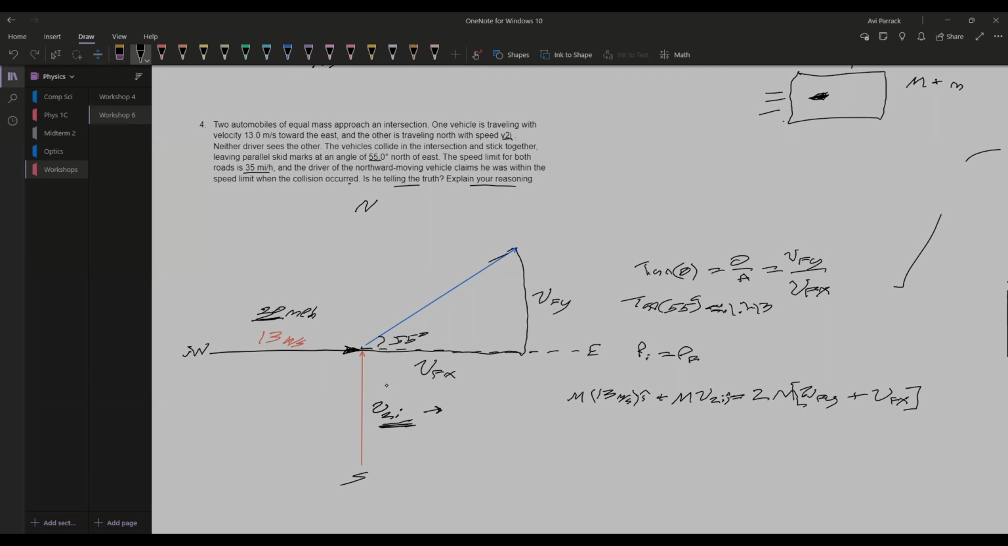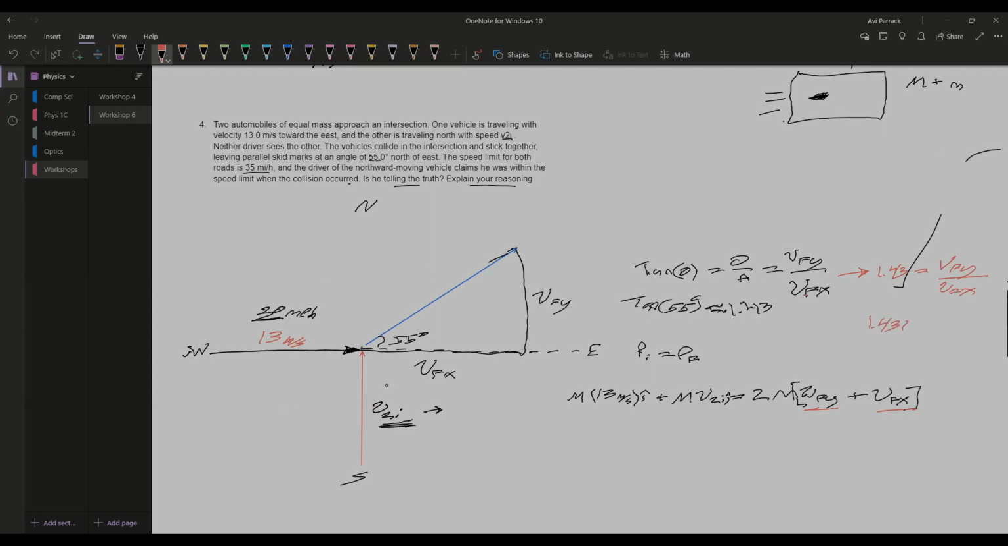And now, what would we do? I'm out of time, but we would solve for this. We're trying to solve for V2i. Well, we don't know this directly, but we do know the ratio of how these relate to one another. So we can say that VFY is 1.4 VFX. Let's see if that checks out. Tan 55, which is 1.43, I said, is equal to VFY over VFX. Multiply both sides by VFX.